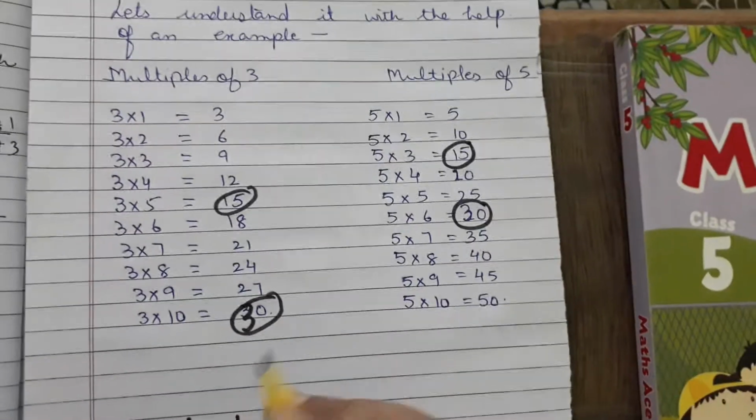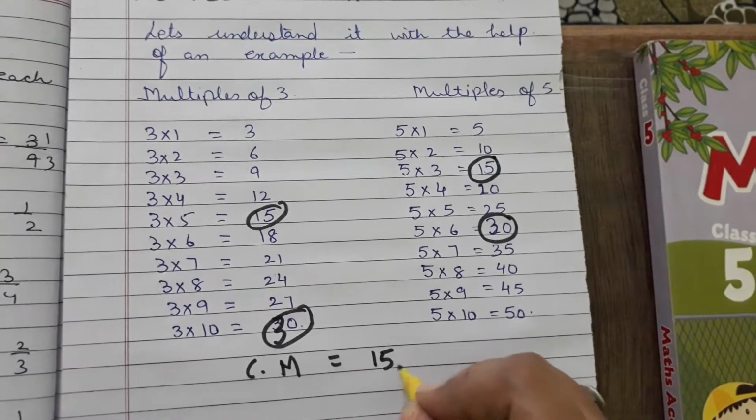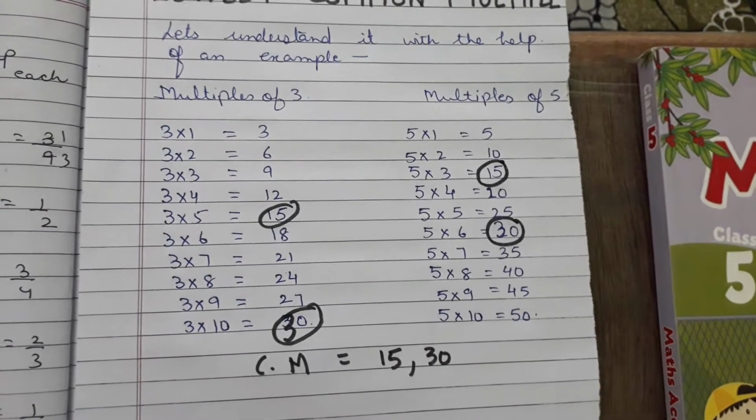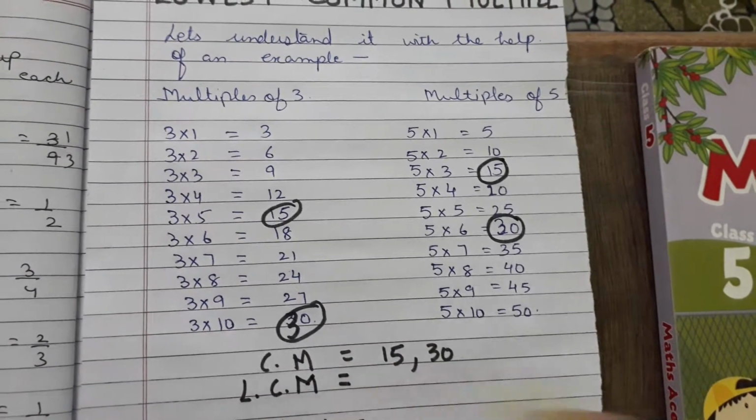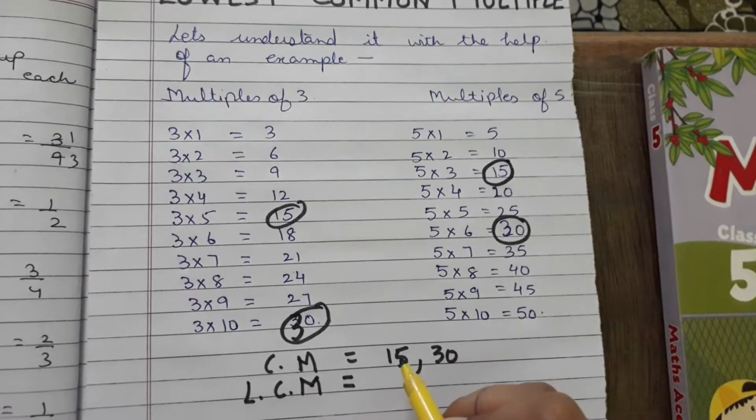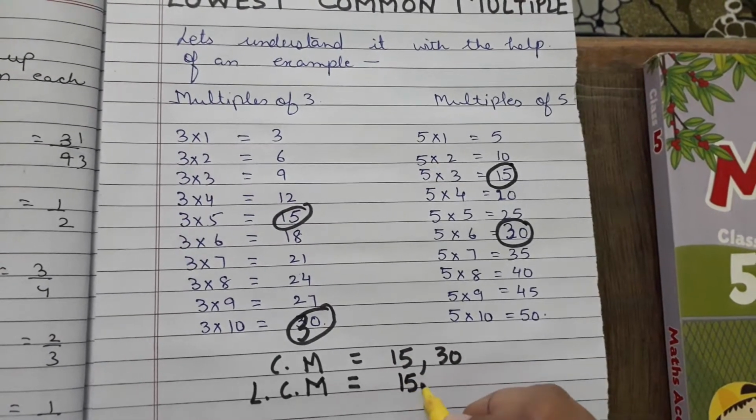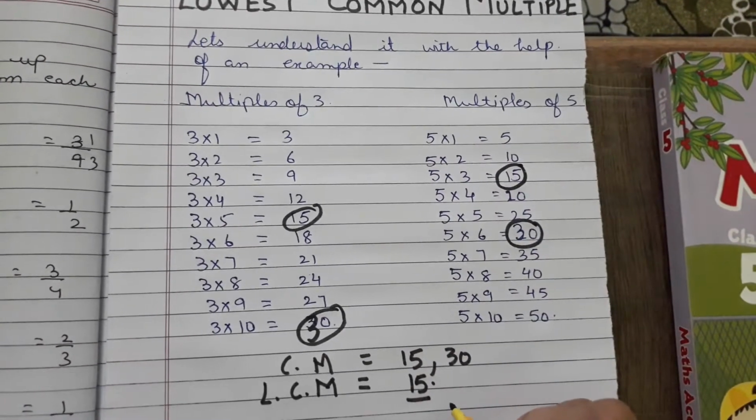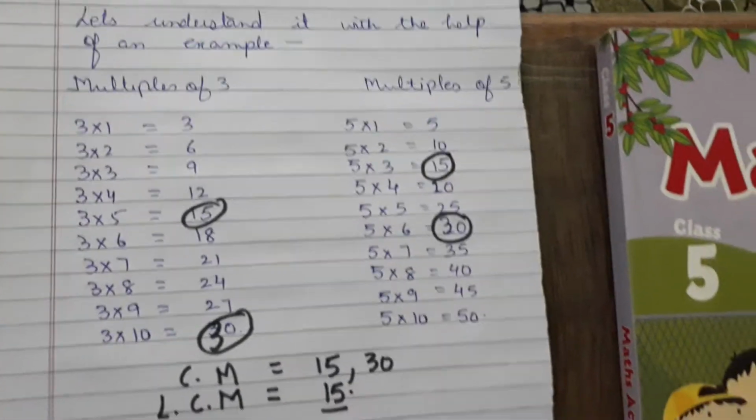So our common multiples are 15 and 30. But now we have to find the LCM. LCM means the lowest common multiple. So out of 15 and 30, which one is the lowest? It is 15. So our LCM of 3 and 5 will be 15, and this we have done by listing our common multiples. Fine.